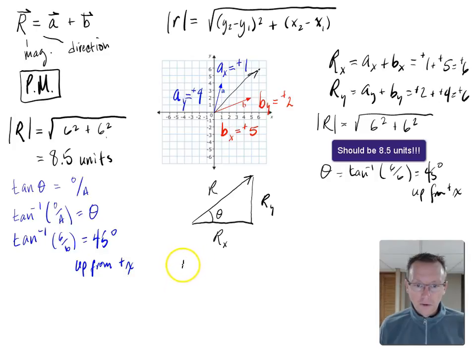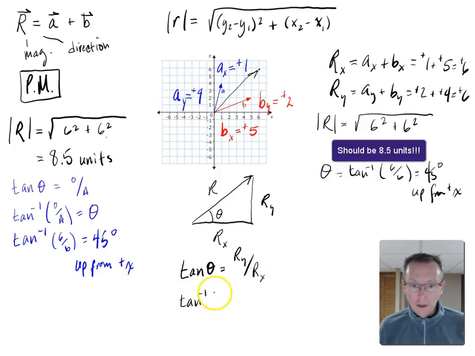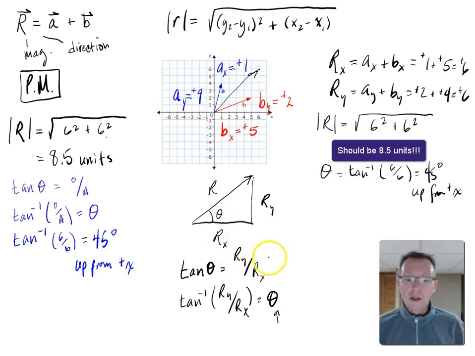You get the tangent of theta is equal to the opposite over the adjacent, r sub y over r sub x. So the inverse tangent of r sub y over r sub x will always give you the angle based off of the x-axis. So that angle is the one we're looking for, and again, it's based off of that positive x-axis. So that's why I use that. That's why I prefer the tangent for this method.